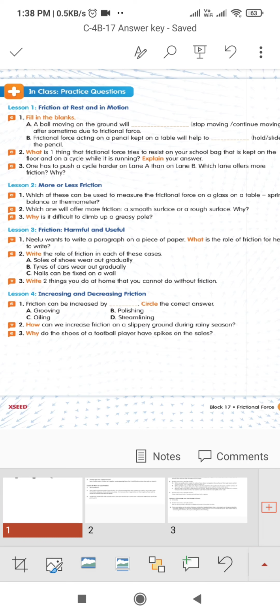Next, cleaning action. You can do cleaning action like dusting at your home. That is also done due to the frictional force. Like you are doing dusting with a cloth, so there is friction between your hands and the cloth, which helps to do the dusting.